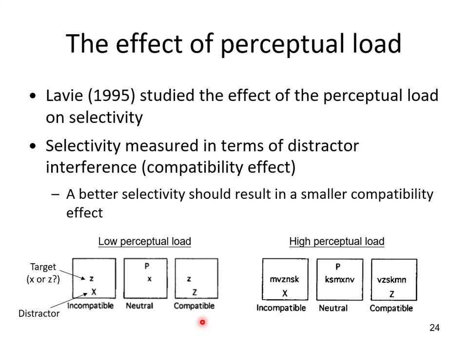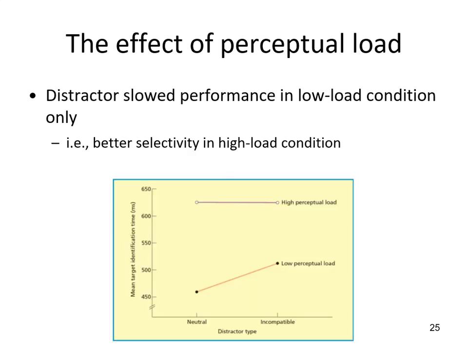So now we want to know whether we will have a large compatibility effect in the low perceptual load condition or the high perceptual load condition. Which condition will have a better selectivity? Good question. And these are the results.